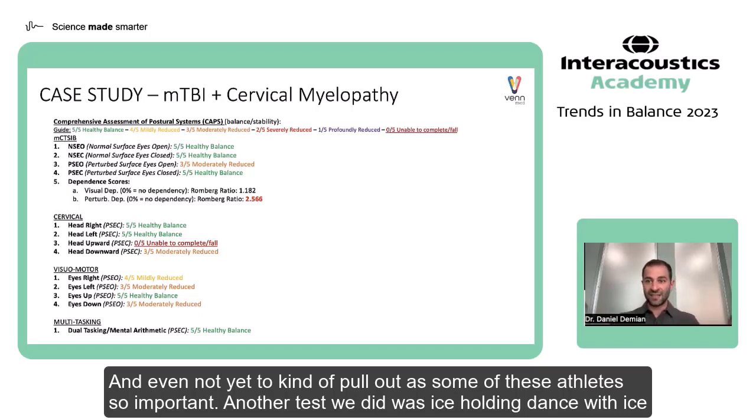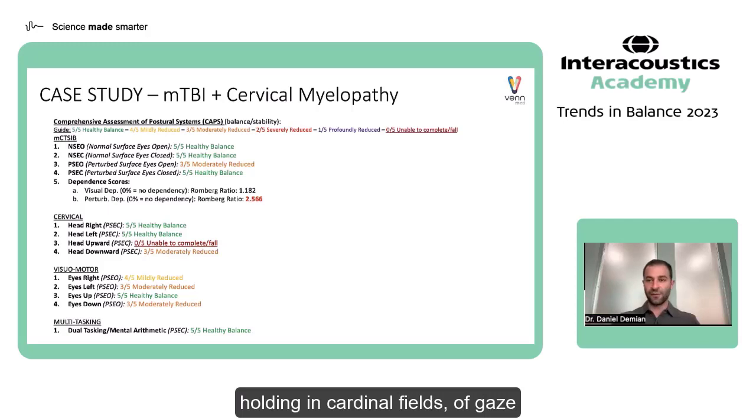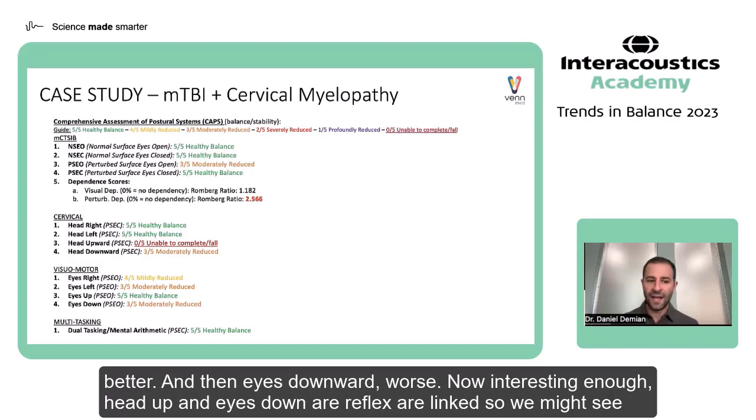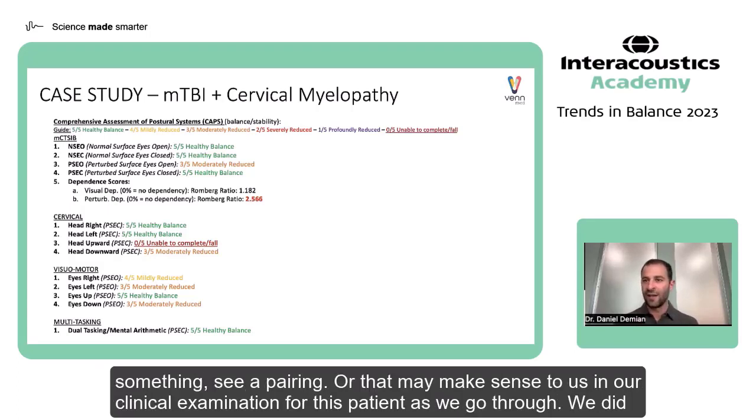Another test we did was holding balance with eyes holding in cardinal fields of gaze. You can see here there's an issue with the eyes to the right, mildly reduced. Eyes to the left were significantly worse. Eyes up were better, and then eyes down were worse. Now, interestingly enough, head up and eyes down are reflexogenically linked, so we might see a pairing that may make sense to us in our clinical examination for this patient as we go through.